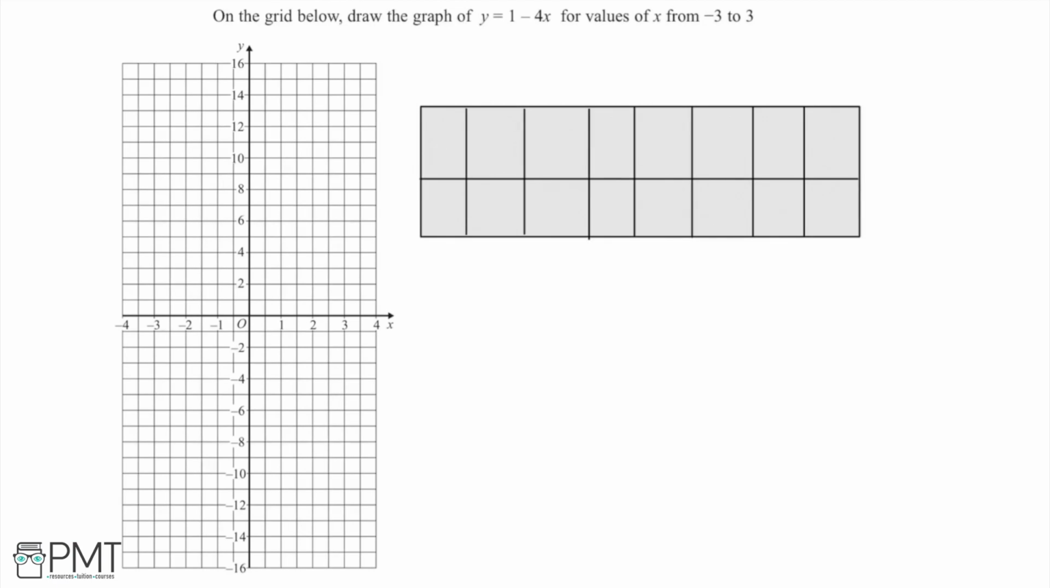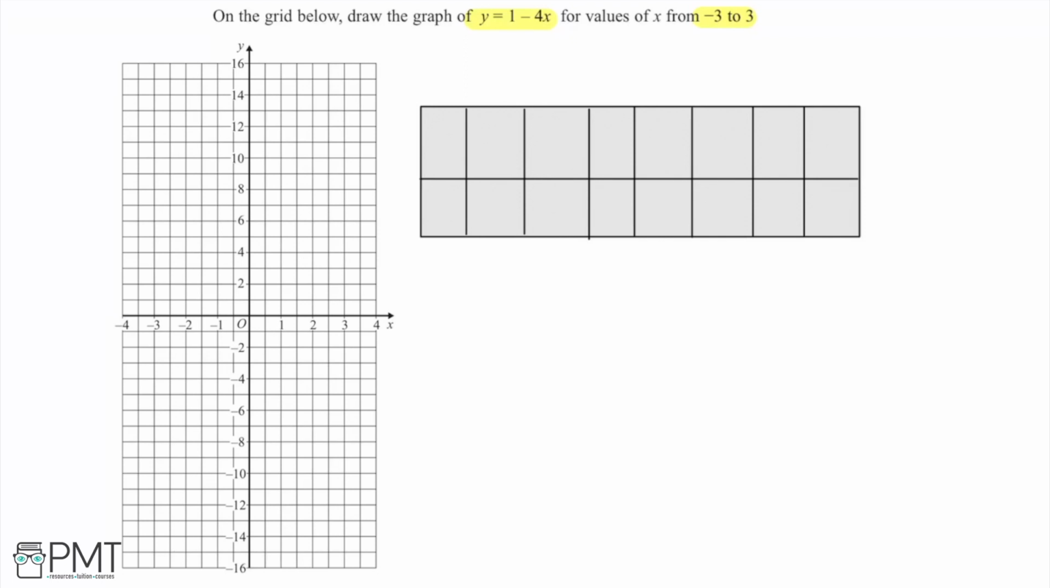So here I'm asked to, on the grid below, draw the graph of y equals 1 minus 4x for values of x from minus 3 to 3. Now for questions like this, as you can see, I've already drawn out a table, because when you're working with set values of x and you're trying to plot a graph, the best way of going about doing this is by writing out a table of values and plotting the points so that you can draw a straight line through them.